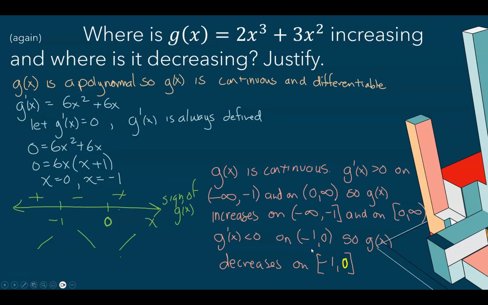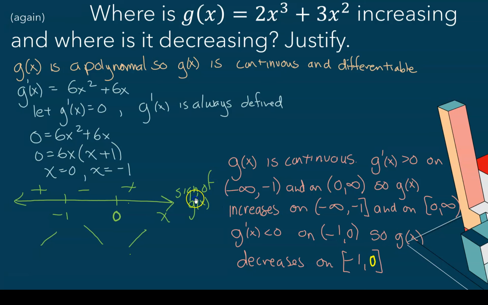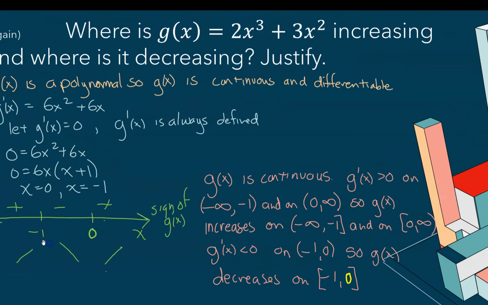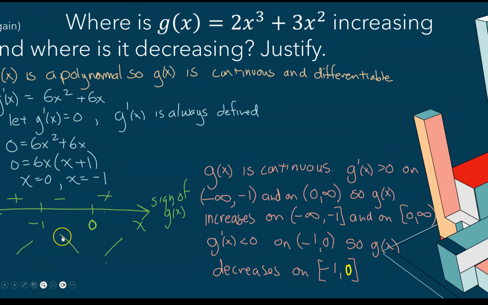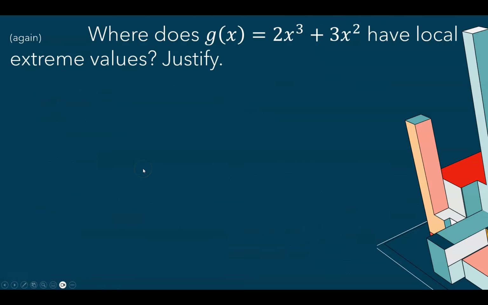If you look at the sign chart underneath, I've drawn these little line segments indicating that from -infinity to -1, g increases, then g decreases, and then g increases. And of course, we can use this same information to find and justify where that same function has local extreme values.